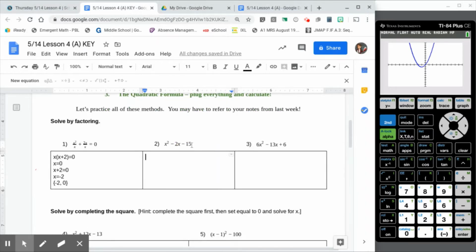So again, I'm going to put my y on the other side. I'm going to say that this is what y is equal to, but then I know I have to replace that y with a 0. So we're solving by factoring. First step, is there a GCF? There is no GCF for this problem.